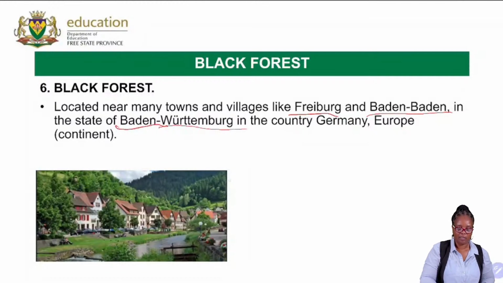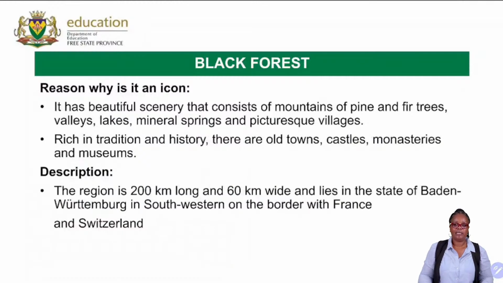Look at this, you can see that. It says the Black Forest. Look at the forest. The shadows are making it look black. The shadows are making the whole area to be black, to be dark. Let's look at the reason why it is known as an icon. Why do we call the Black Forest an icon? Number one, it's because of beautiful scenery. It is so beautiful. The scenery is so beautiful. That's why it's an icon.